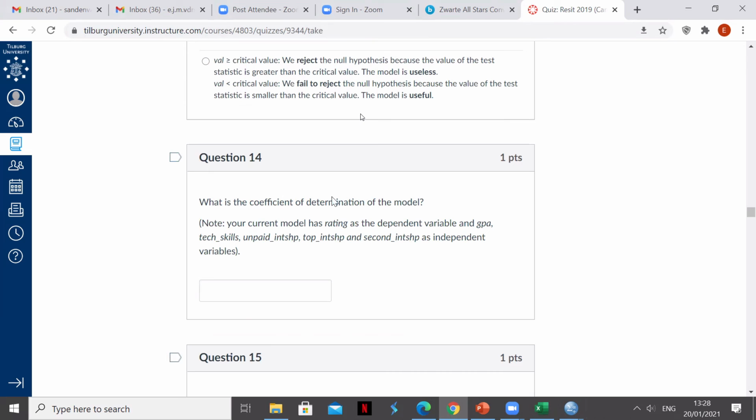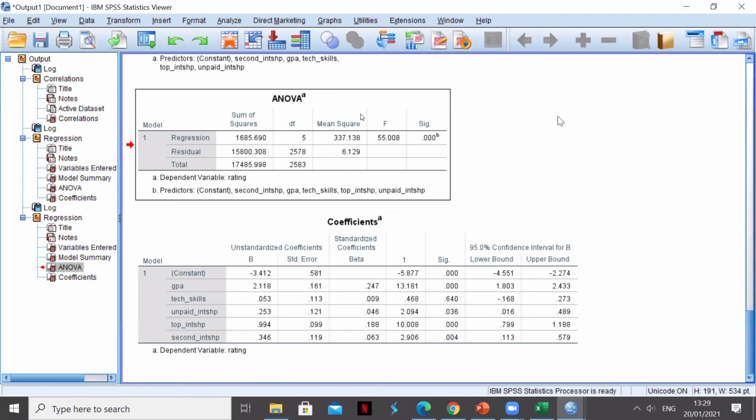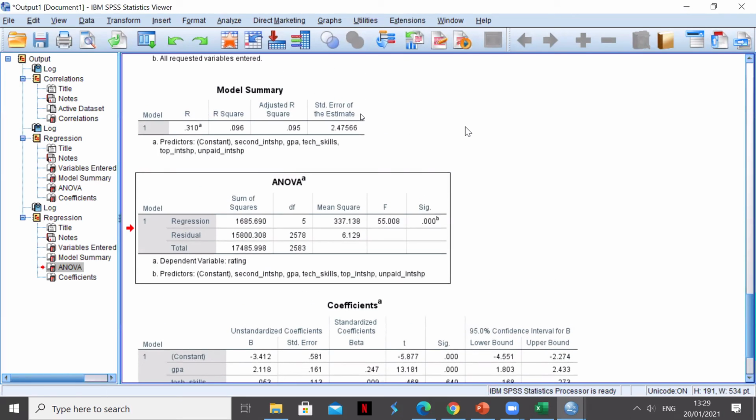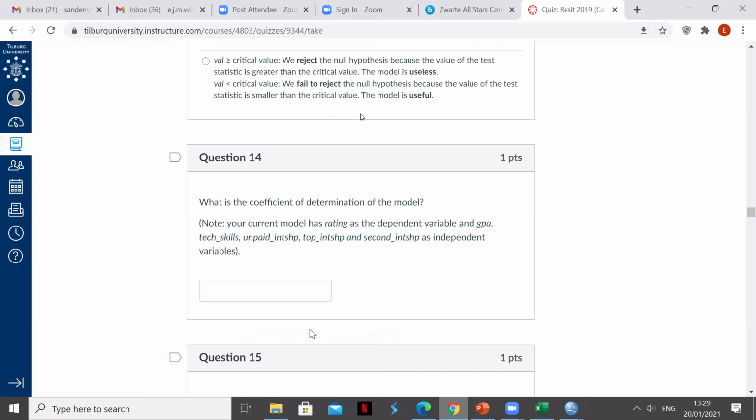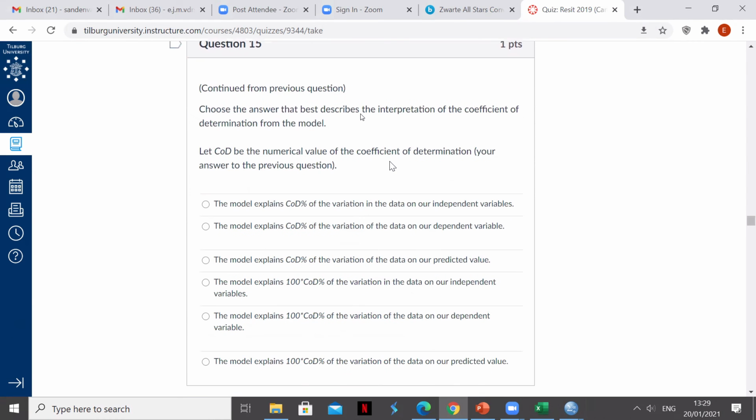What is the coefficient of determination of the model? Let's see. The coefficient of determination, what was that again? That was just our r squared. And our r squared is 0.096. So again, it's just reading from your graph. 0.096. And then question 15, choose the answer that best describes the interpretation.